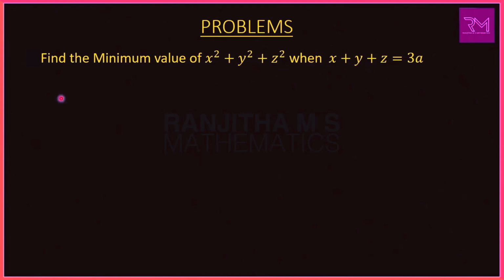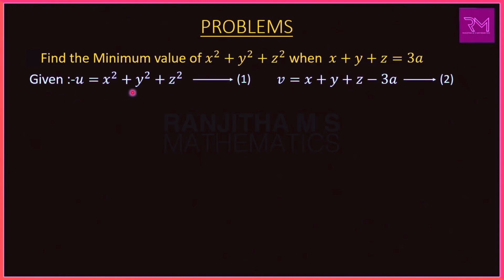This function is v. First take the function as u is equal to x square plus y square plus z square. Call this as equation number 1. Here this condition we can call as v is equal to x plus y plus z. If we take 3a to the left hand side, that becomes x plus y plus z minus 3a. Call this as equation number 2.